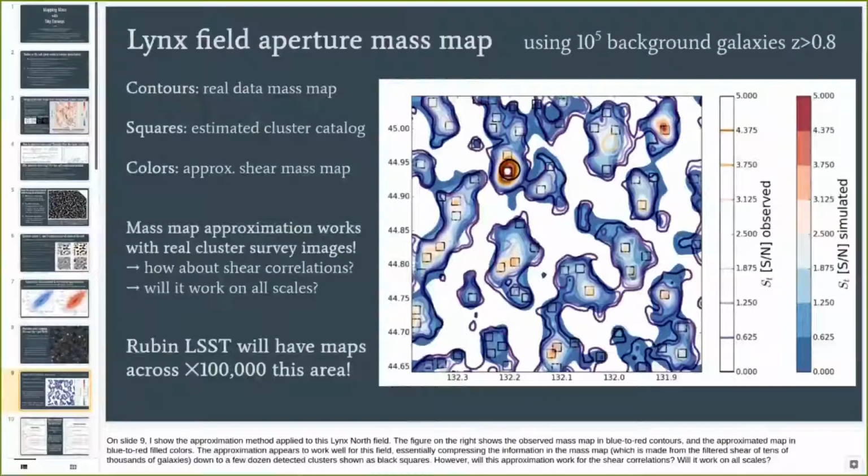On slide 9, I show the approximation method applied to this Lynx North field. The figure on the right shows the observed mass map in blue to red contours and the approximated map in blue to red filled colors. The approximation appears to work well for this field, essentially compressing the information in the mass map, which was made from the filtered shear of tens of thousands of galaxies, down to a few dozen detected clusters shown as black squares. However, will this approximation work for the shear correlations? Will it work on all scales?